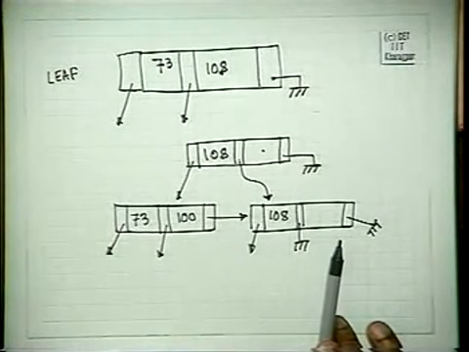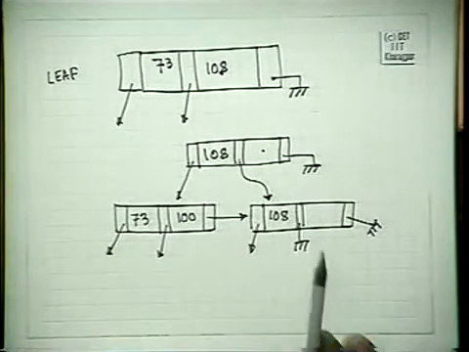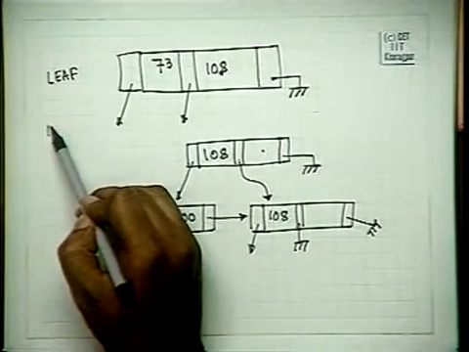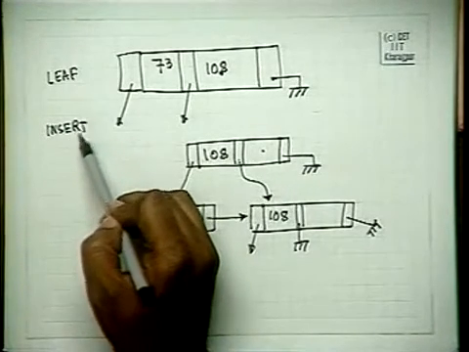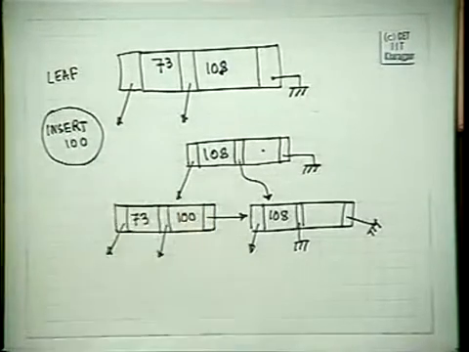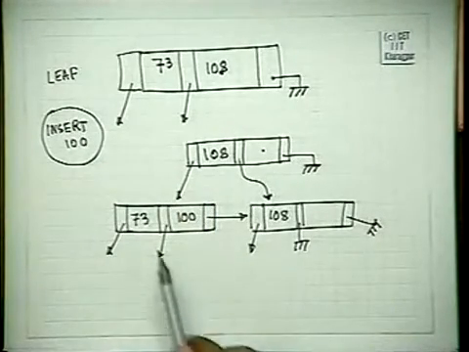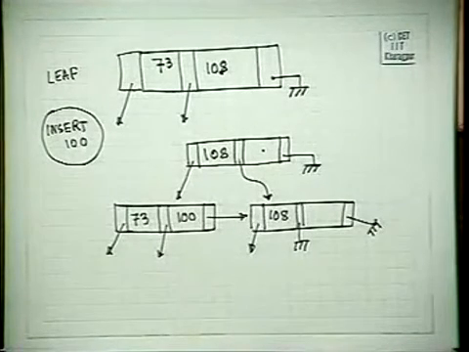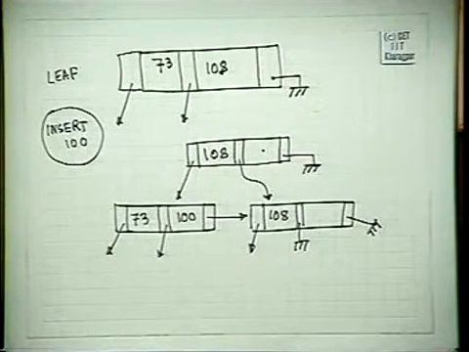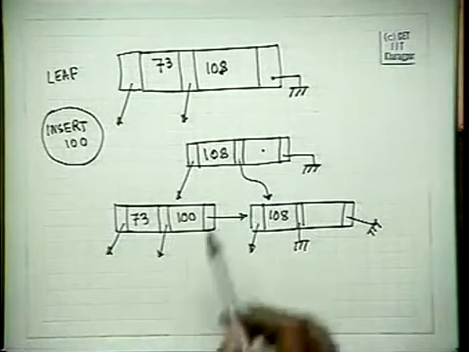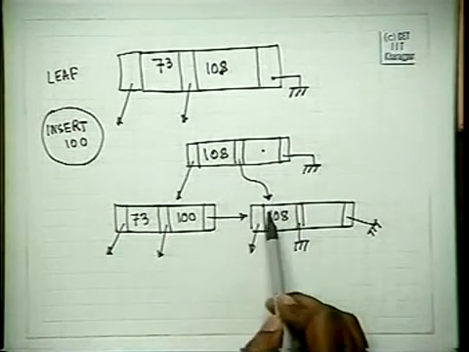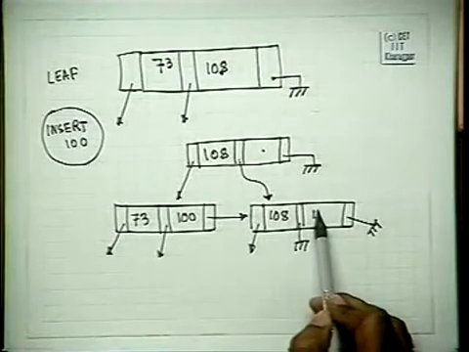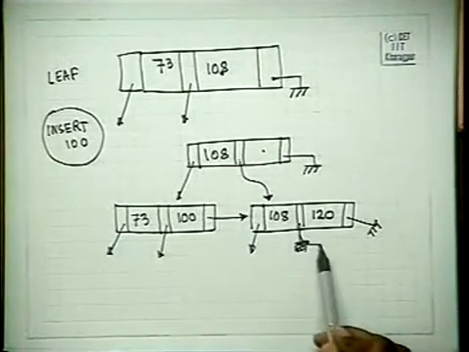A non-leaf node with a single pointer does not make any sense. So once we insert 100, we have this structure. At this point, let us say I want to insert 120. I will come here, I will come here, 108, null. So 120 does not exist. I will peacefully put 120 here and make this point to 120.